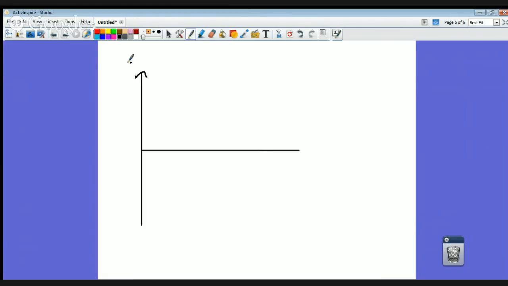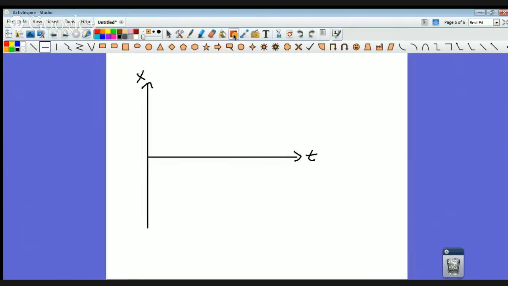So for the position, I'm going to call the position X. So we'll say it's something moving along the X-axis, back and forth, forward and back. And this will be time. So let's say it starts out flat, it goes down, and then we'll go flat again. And then we can bring it back up. Let's make it really steep like that.